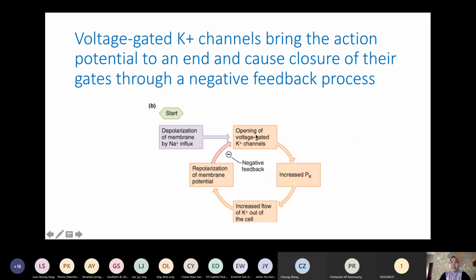Okay, so this is just the same. The opening of the voltage-gated potassium channels increases the potassium flow a lot more. It causes increased outflow of the potassium out of the cells, right? And then causes repolarization, and this repolarization will start to fall back to the resting membrane potential.